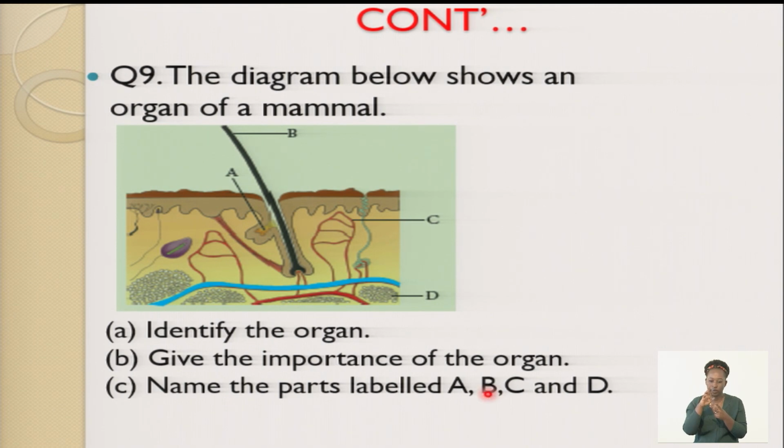So we have these parts, part A and part B. A is sebaceous gland, B is hair fur, then C is blood capillary, then D is adipose tissue or fat tissue.